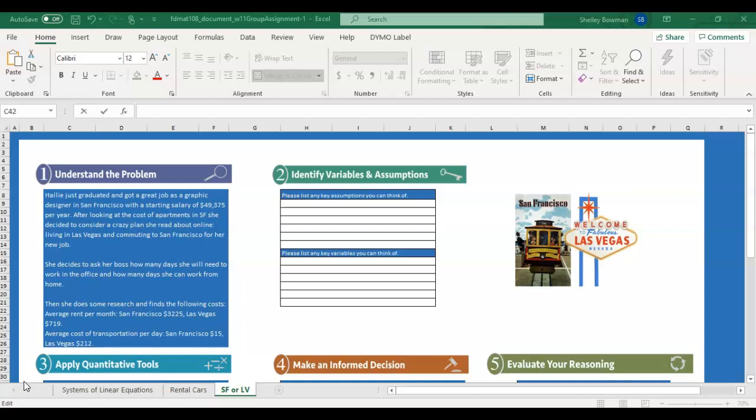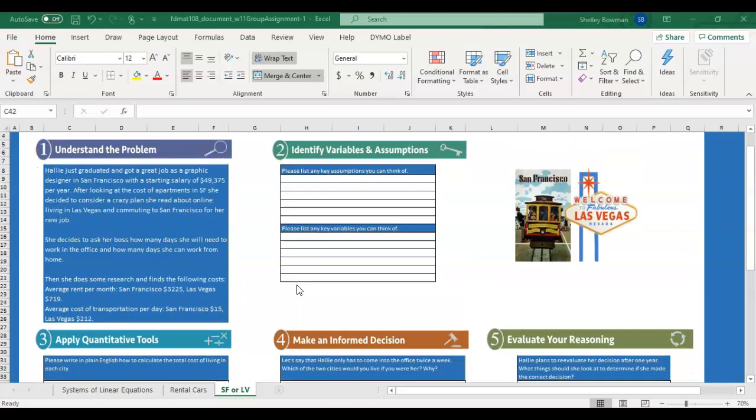Then she does some research and finds the following costs. Average rent per month: San Francisco $3,225, Las Vegas $719. Average cost of transportation per day: San Francisco $15, Las Vegas $212.